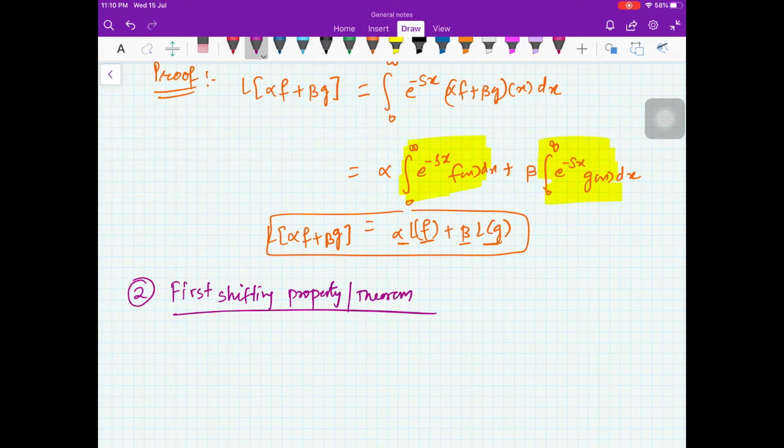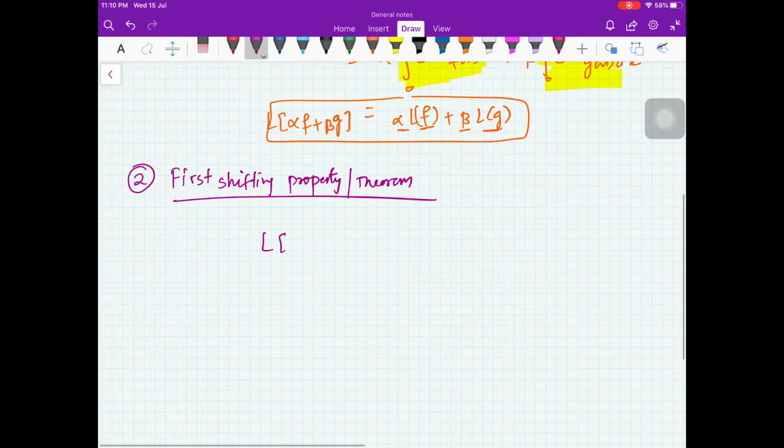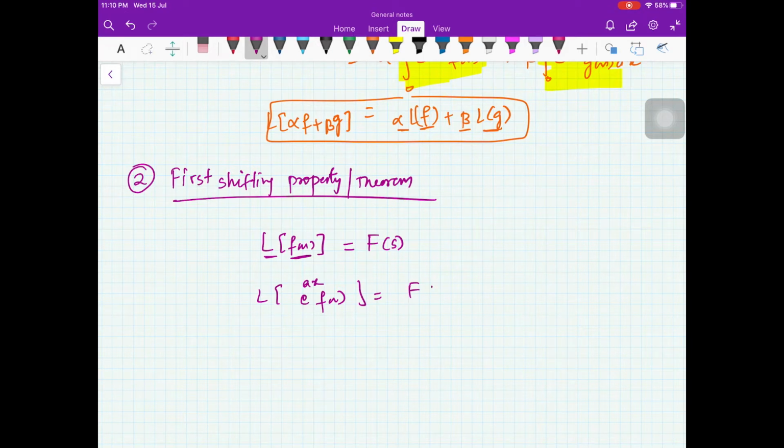So this says that if you have a function f of x and you take the Laplace transform of that function, call it F of s, and if you multiply that function with e raised to power ax, then your Laplace transform will be the same function. The only thing is s will be replaced by s minus a. So this is what this theorem is saying. So let us prove it.